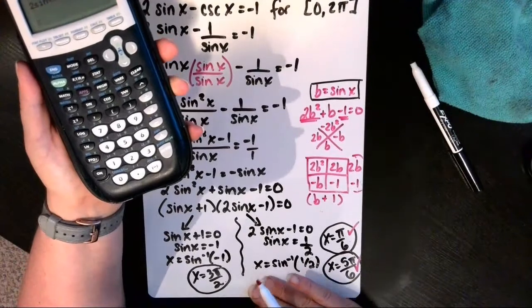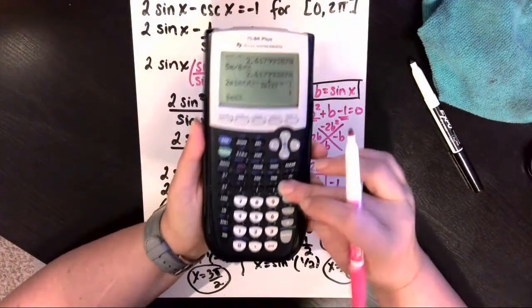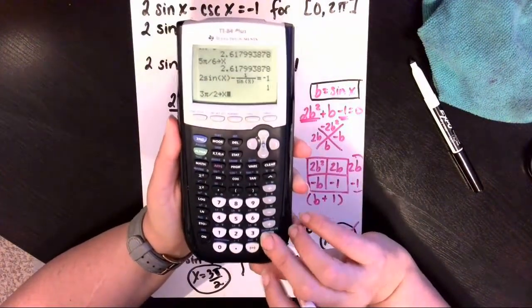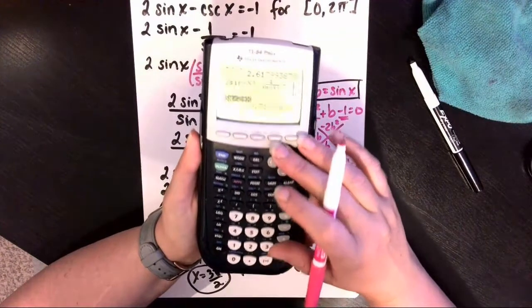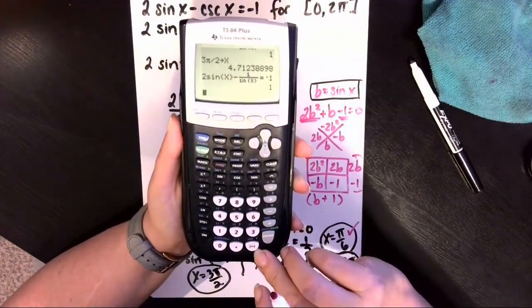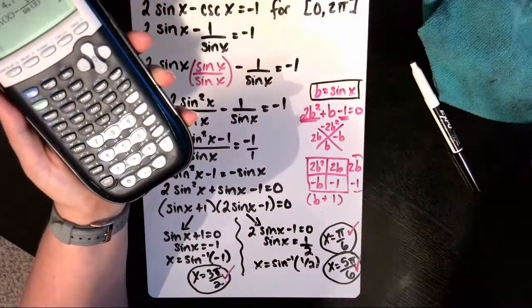Okay, now last but not least, we want to check 3 pi over 2. So we type in 3 pi over 2, store as x, enter, and then we arrow up to grab that equation and press enter, and we get a 1, and so 3 pi over 2 also checks.